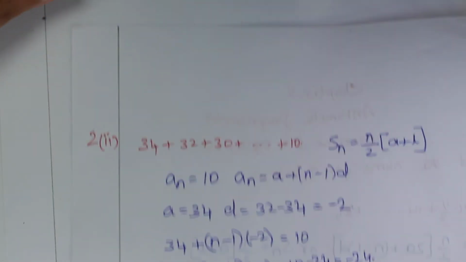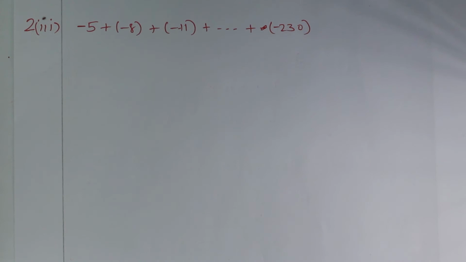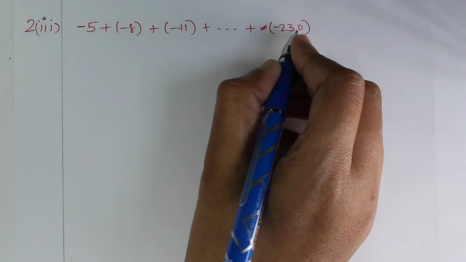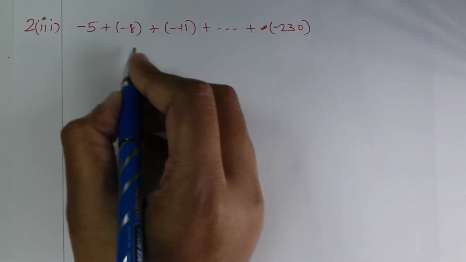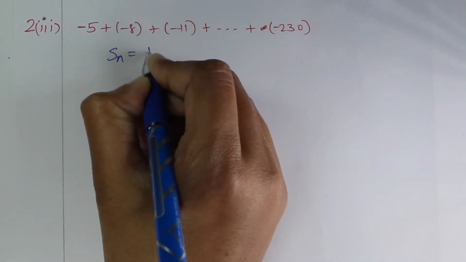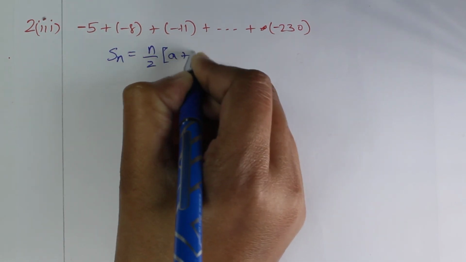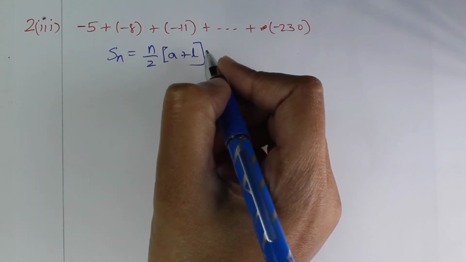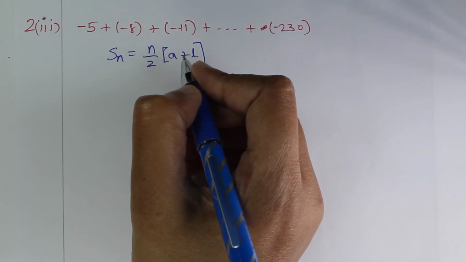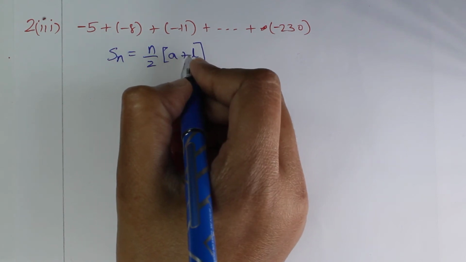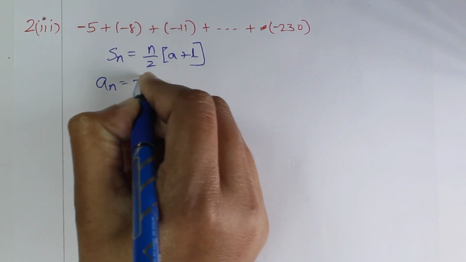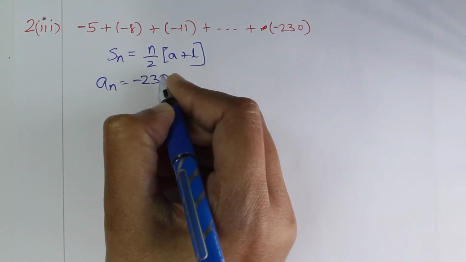Let's move to the last part of this question. Minus 5 plus minus 8 plus minus 11 and so on till minus 230. Again I will use the formula Sn is equal to n by 2 into a plus l for calculating the sum of the first n terms in this series. So we do not know the number of terms in this series, right? So we will assume an to be minus 230. That is the last term in the series.